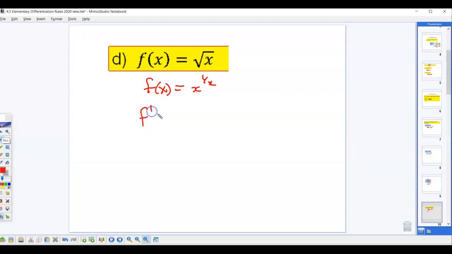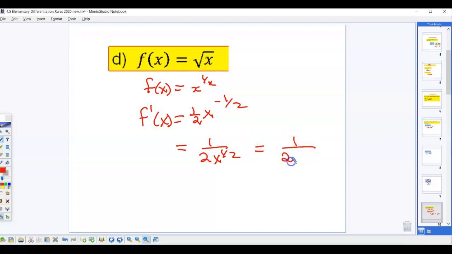So f prime of x equals, the 1/2 comes out front, subtract 1 from my exponent, and it is x to the -1/2. Now some textbooks do not like to write their exponents as negative, so they would rewrite it as 1 over 2, and they'd move the x down to the denominator. And some textbooks might even go further and rewrite it like that. So that would be the derivative of the square root of x.